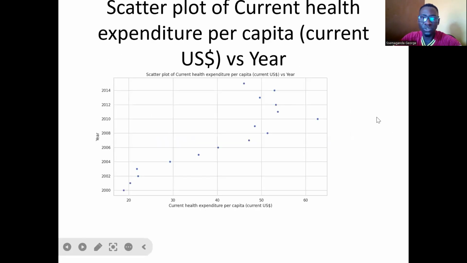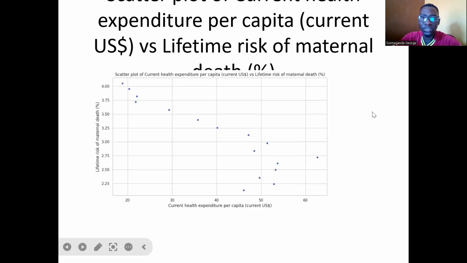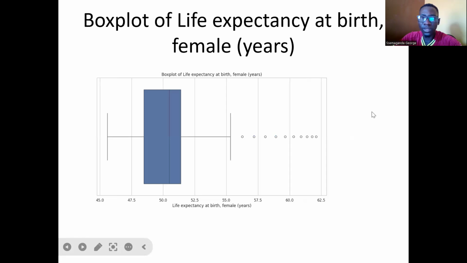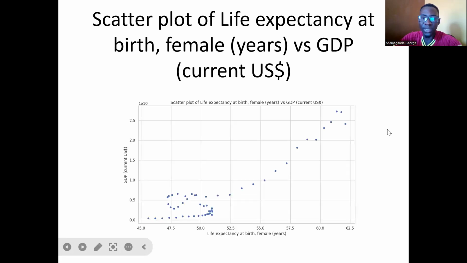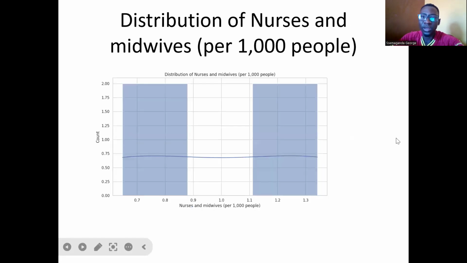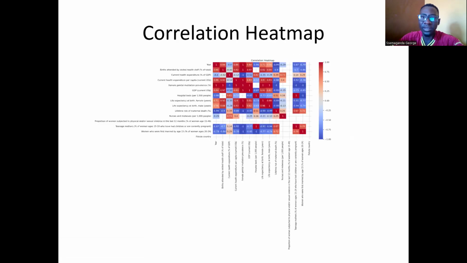Then I'll move straight into expected births. Then the life expectancy at birth for females, which is also a gradual increment as years increase. Then the life expectancy at birth for females versus the GDP. So there has been an increment for the life expectancy and also the GDP. Between that, then nurses and midwives.